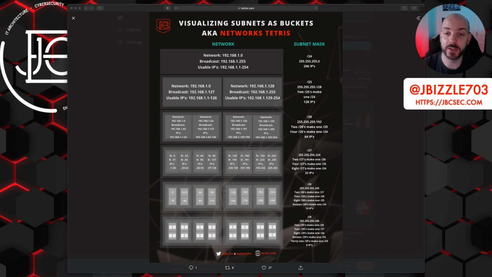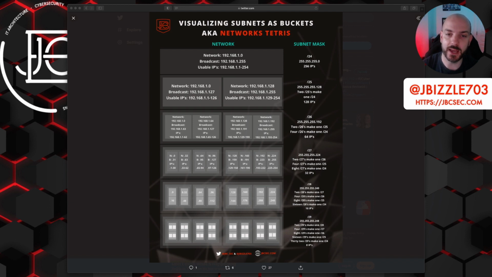So that way when we look at a subnet, for instance 255.255.255.0, what that's saying is that the first three octets of that IP address, 192.168.1, is a network range, and then that .0 is what's able to be used for the hosts.